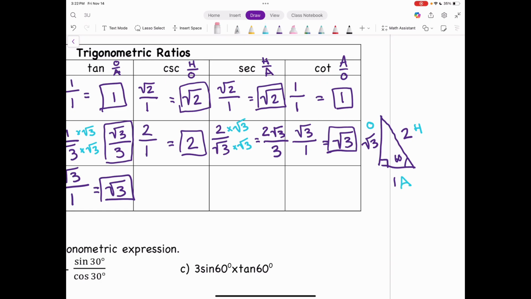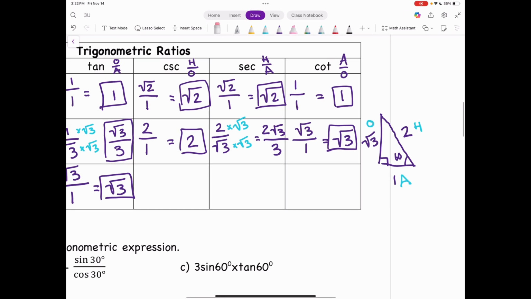Same as all the other times, cosecant is hypotenuse over opposite. So my hypotenuse is 2, and my opposite is going to be the square root of 3. Now, again, we don't like having a square root in our denominator, so we multiply both the numerator and denominator by the square root of 3. In our numerator, we're going to end up with 2 times the square root of 3, and in our denominator, we're just going to have 3. So this is the exact ratio for cosecant at 60 degrees.